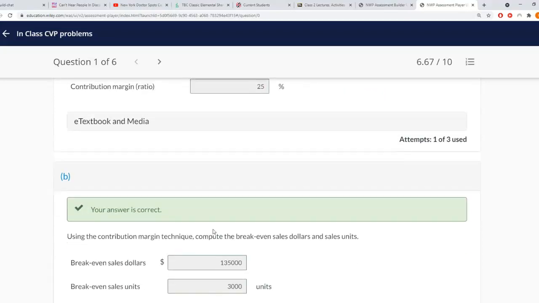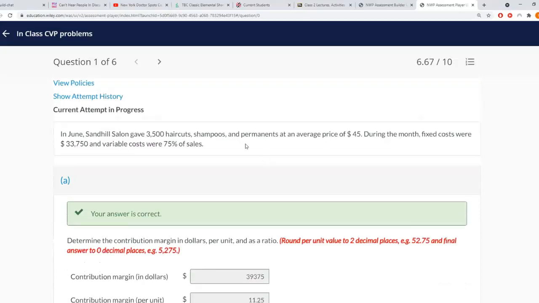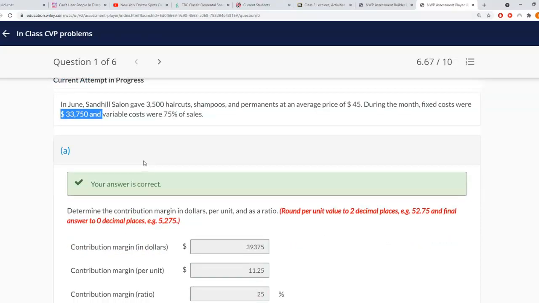They give it to you at the top, first thing. 3,000. The number of sales, Doctor? No, the sales dollars. Yeah, 33,750. No, that's the fixed cost. That's the fixed cost. Yeah. How many haircuts did I sell? 3,500. How much did I get for each haircut? $45. Therefore, what's my total sales?